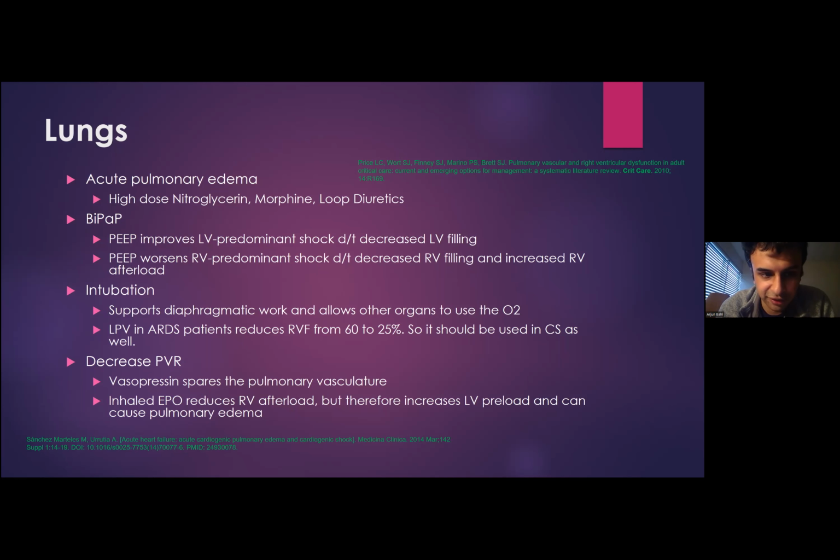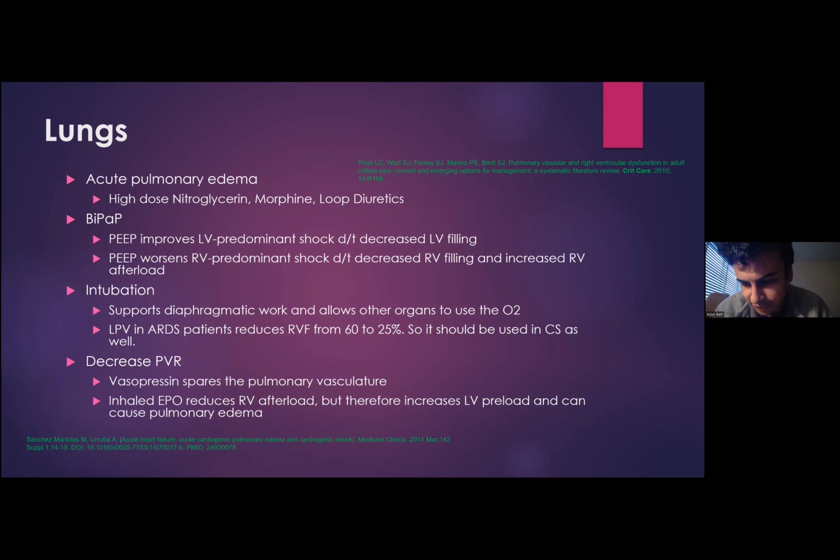BiPAP, positive pressure ventilation, is an important concept. I'll talk more about it on the next slide. Broad strokes, it improves left ventricular shock, but it worsens right ventricular shock. Intubation, if they need it, is not a bad thing. It's risky to intubate someone with RV failure. It's risky to intubate someone with hypotension. But if they are intubated, then you support their diaphragm a lot, which is a big oxygen consumer. And so that frees up that oxygen for other organs, which is a good thing.